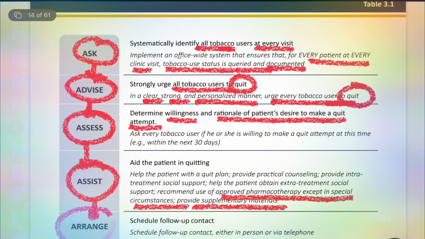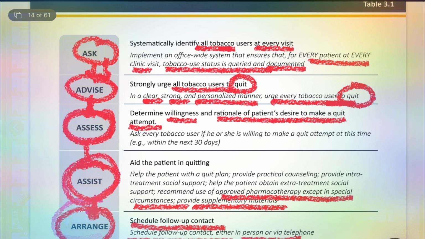After that we have to arrange, they are telling, to schedule follow-up contact either in person or via telephone. So these are the five things they are telling. We should ask the patient, then advise him, then assess him, then assist him. After that we should arrange the phone calls and follow-up schedule.